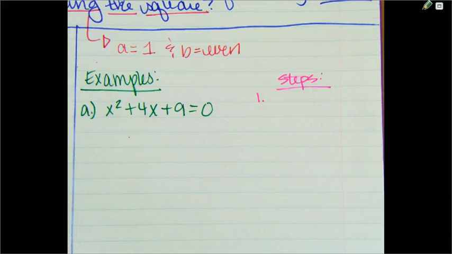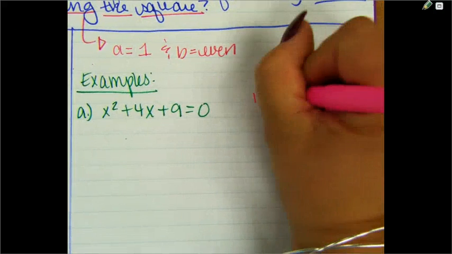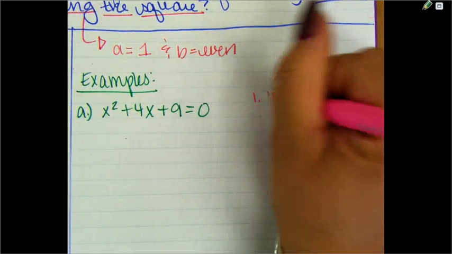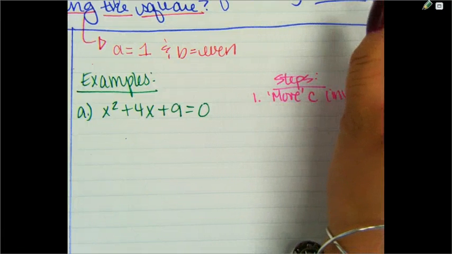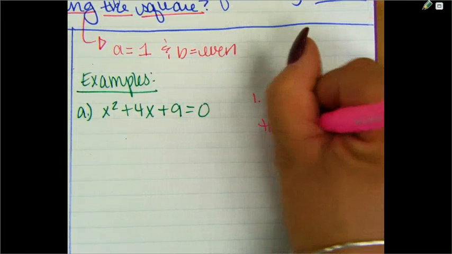What's the first step I did? I didn't divide by anything. I did what with C? I subtracted C. Okay? So I need to subtract C here. So the first step is to move C. I put move in parentheses because it's not really moving it. We're really doing the inverse operation to the other side.